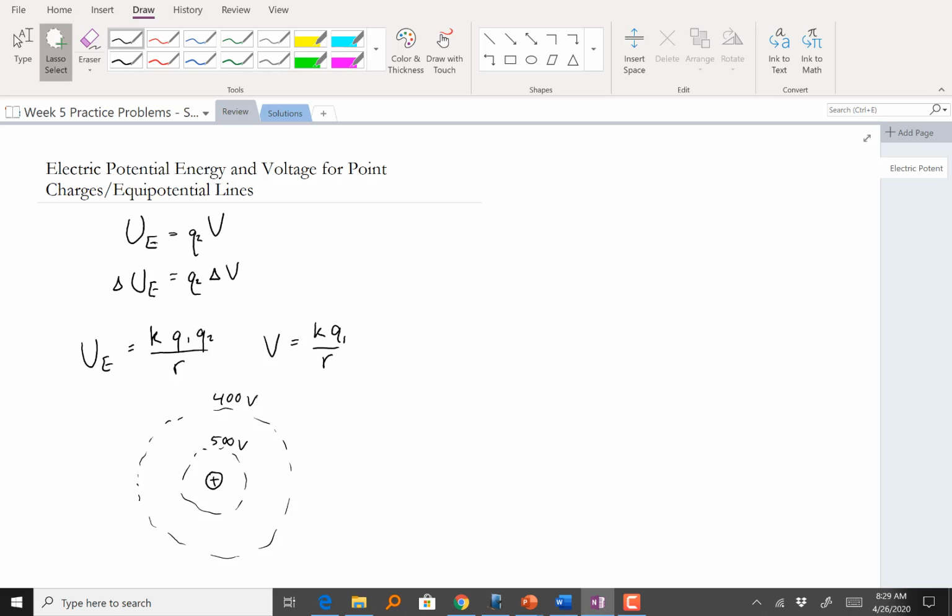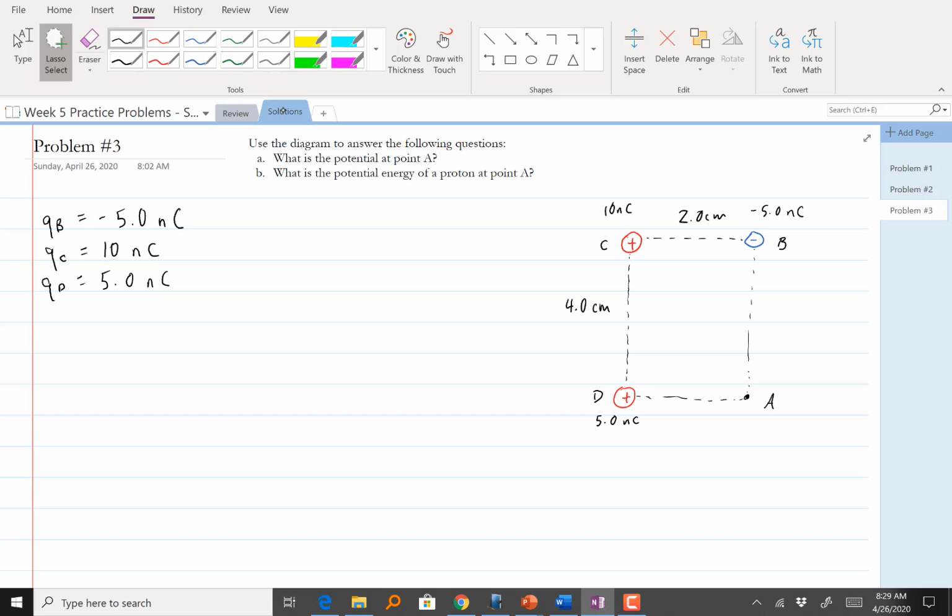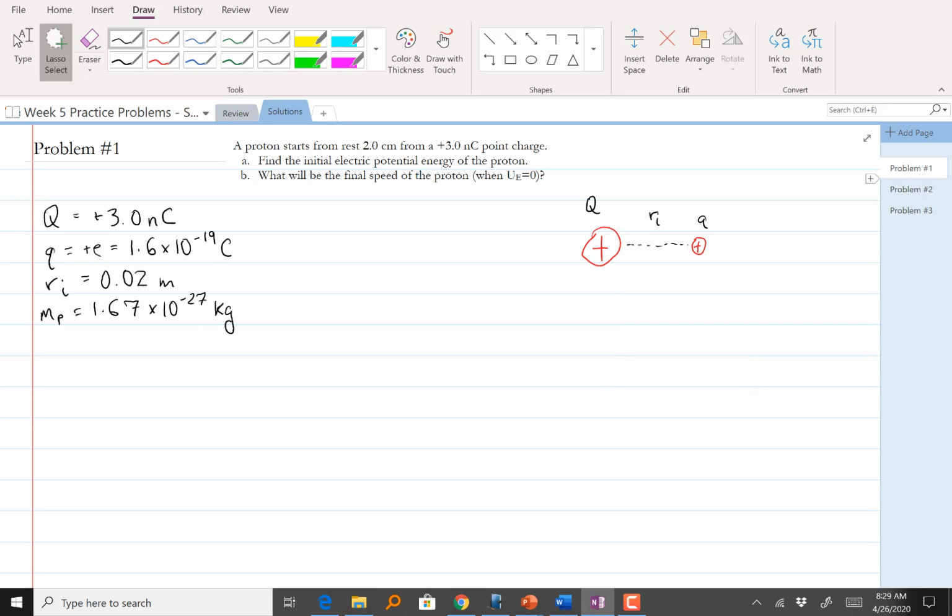Okay, so with this little bit of review under our belts, let's start looking at some problems. All right, so first I've got a proton that starts from rest, 2 centimeters from a 3 nanocoulomb point charge. So I've got a little diagram drawn here with my big positive 3 nanocoulomb charge and then my small proton, and the distance r initial of 2 centimeters apart. And then I'm looking for the initial electric potential energy of the proton.